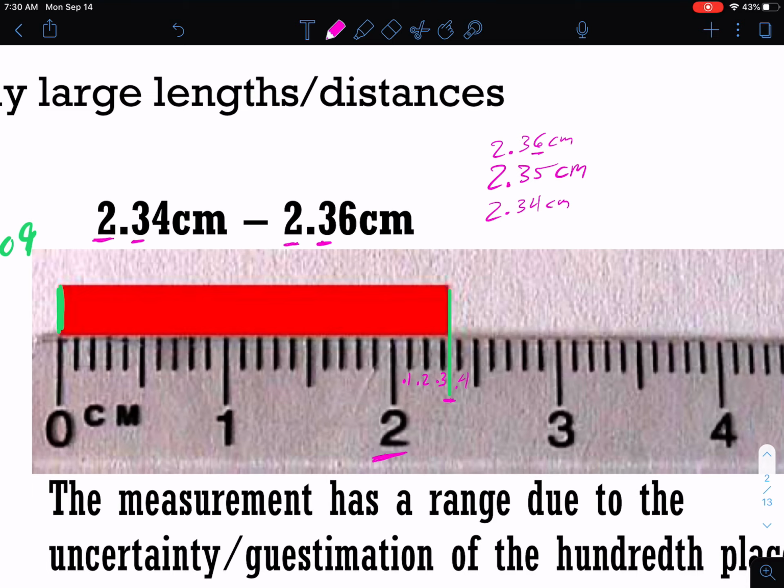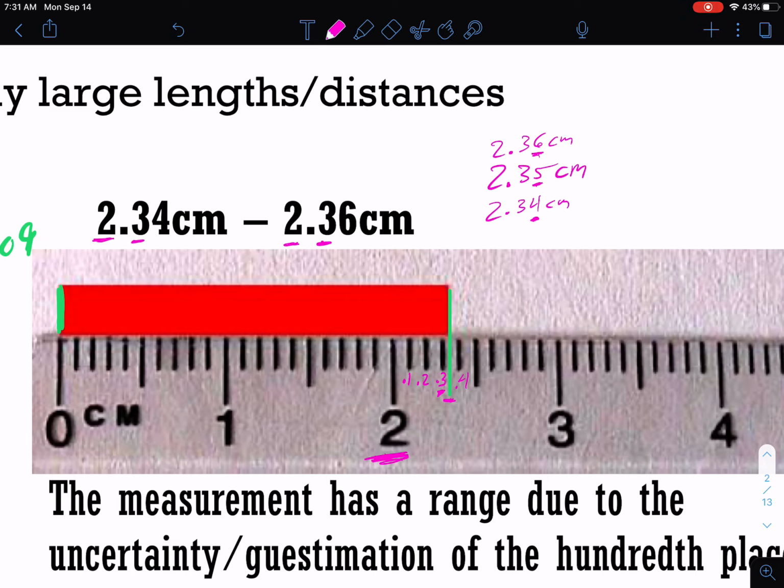That last digit here is your uncertain digit. That's the one you're guesstimating at. You have to take your best guess at it, but it is open for a little bit of interpretation. So any of those three answers could be correct here, but you have to make sure you have all the other numbers correct. You have to have the 2. You have to have the 0.3 because it goes past a 0.3. It does not go past a 0.4 though, so we can't have 2.4.